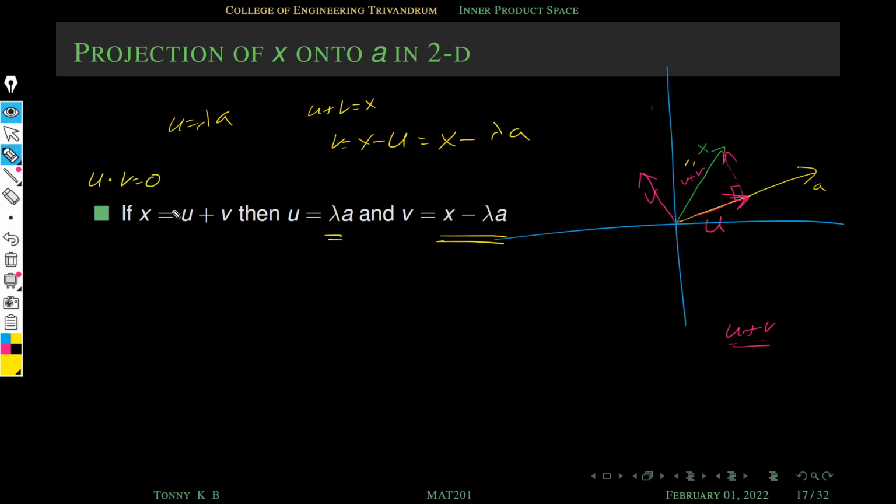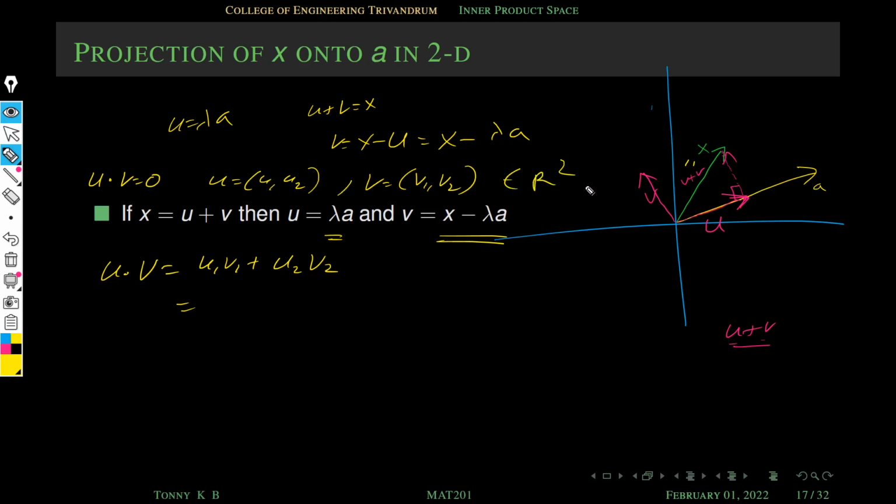And what is u dot v? If you choose u as (u1, u2) and v as (v1, v2), then u dot v is equal to u1 v1 plus u2 v2. In terms of Euclidean inner product, suppose you visualize these two vectors as members of R2. Then with respect to the Euclidean inner product, this is nothing but the inner product of u and v. So instead of u dot v, I am going to write the inner product of u and v. This is the Euclidean inner product. So this becomes inner product of u and v equals 0.